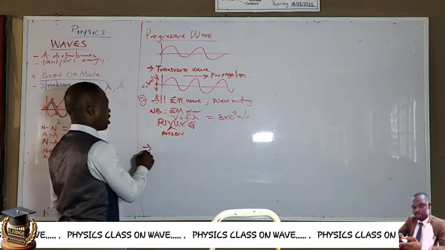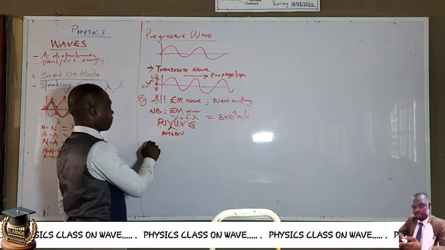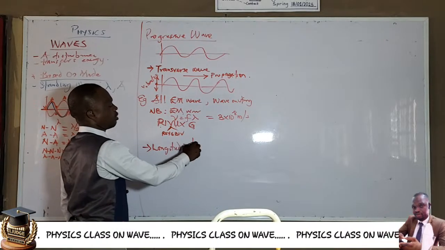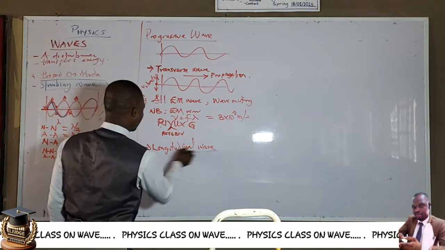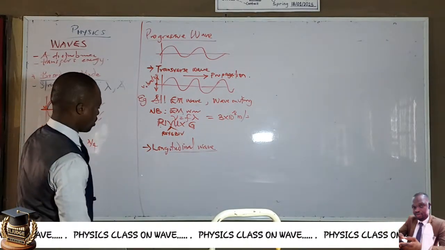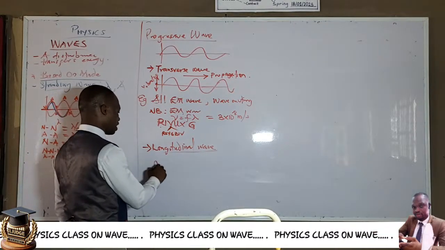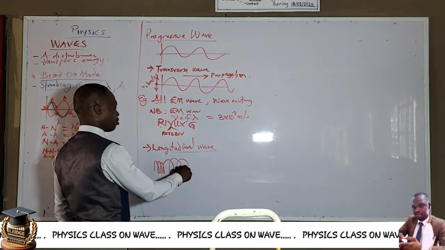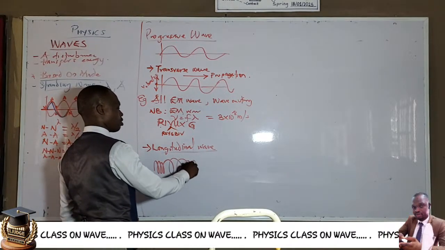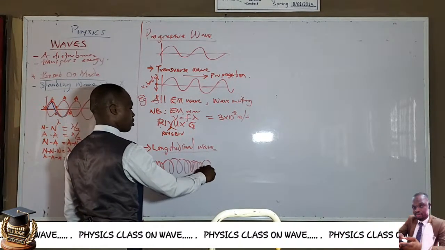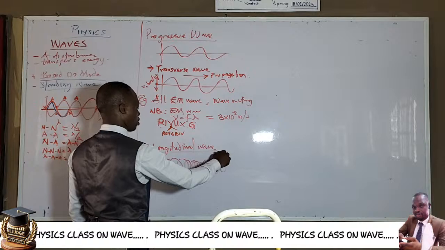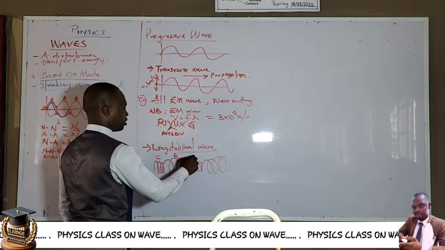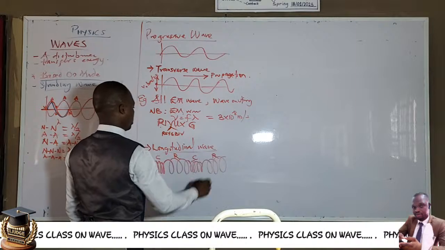Then the other type of wave is the longitudinal wave. In a longitudinal wave, you have to note the direction of vibration. This is the area of compression, area of rarefaction, compression, rarefaction.